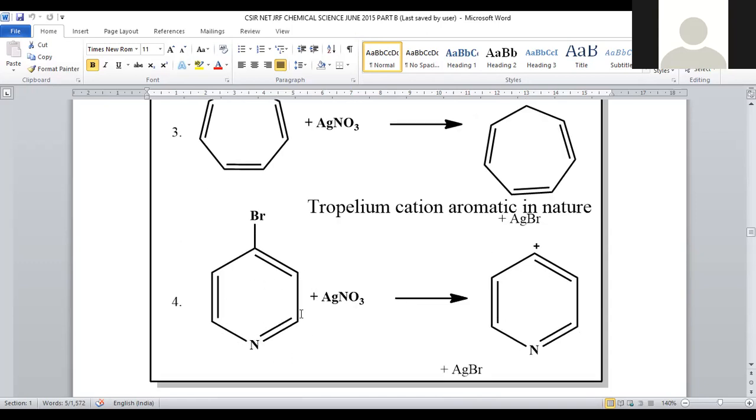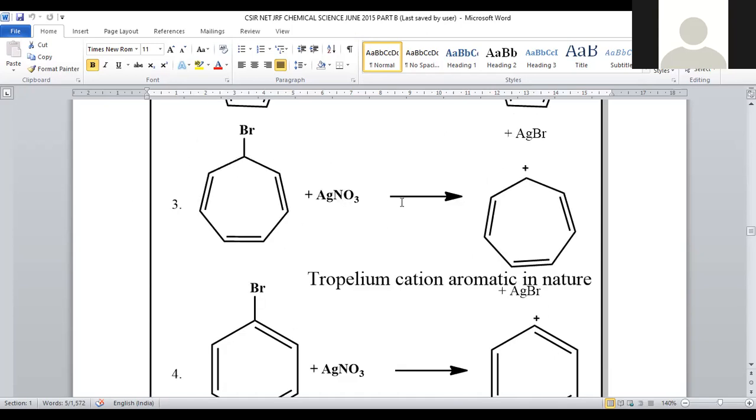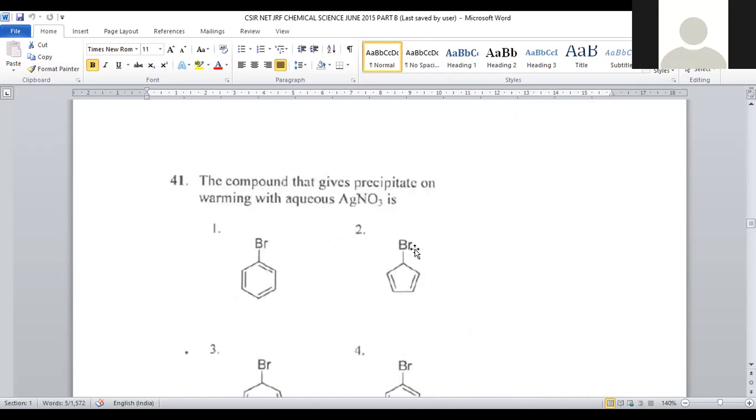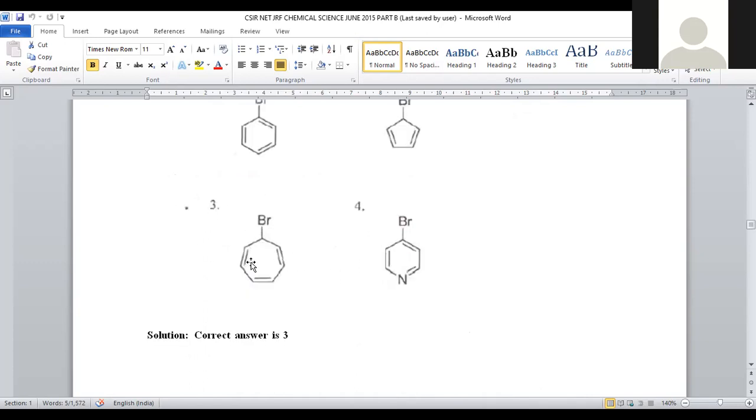And let us compare with the fourth option, that is pyridine with a 4-bromo functional group. This is treated with silver nitrate. Again, there is a formation of silver bromide and a carbocation. But this pyridine carbocation at the fourth position is highly unfavorable. It looks just like the phenyl carbocation we discussed in option number 1, because this carbocation is localized and directly connected with the double bond without conjugation. So it will not be delocalized and it will not be stabilized. So the only correct option is the third one, the tropylium cation generation, which will impart high stability. For question number 41, option number 3 is the correct answer.